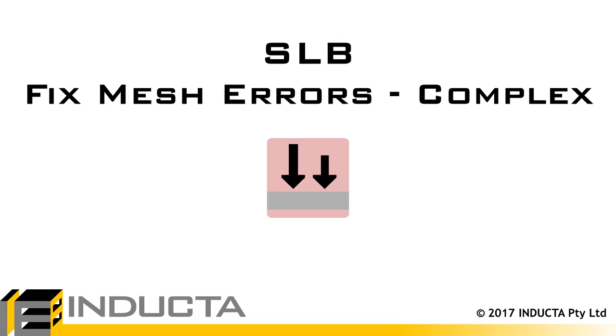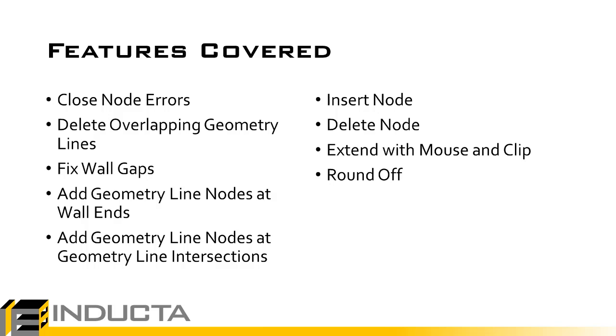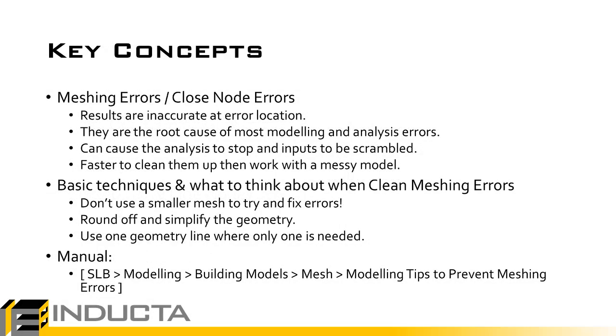In this video, we will fix meshing errors and simplify the geometry of a more complex model. We will build on the concepts of the previous video that fixed errors on a simpler model. We will use the automatic geometry editing tools that will speed up the cleaning of the model and discuss what we need to think about when we're using them.